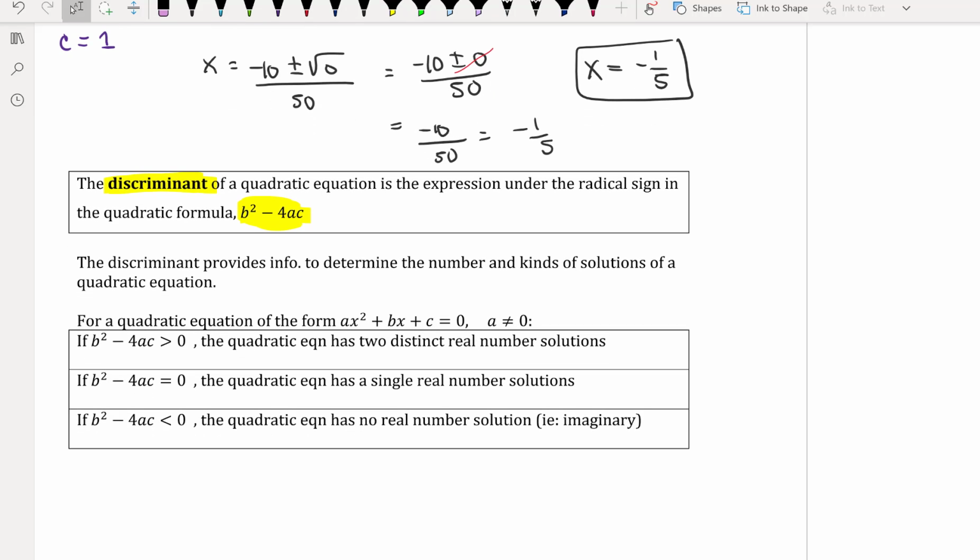So if it's a positive number greater than 0, the quadratic has two real solutions. If exactly equal to 0, we have one real solution. And if it's a negative number, less than 0, then we say the quadratic equation has no real number solution. That's where the imaginary part kicks in.